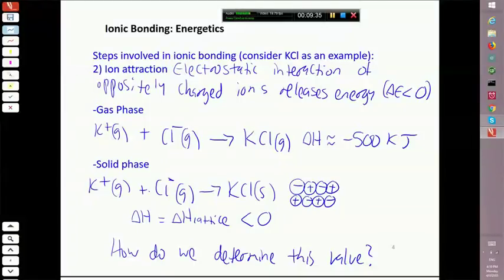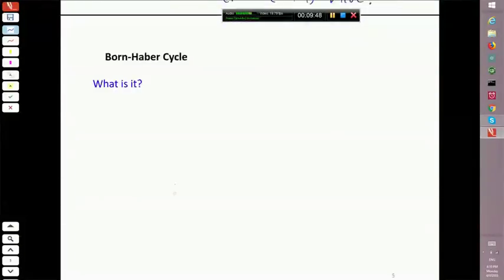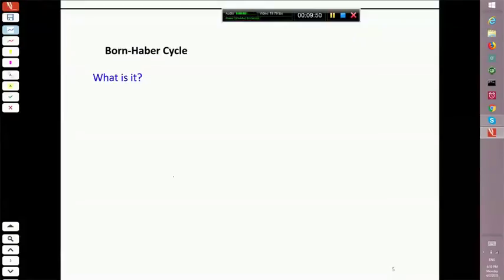Not a particularly straightforward thing to do, but there are a lot of other enthalpies that we can measure, and we can combine those to determine the delta H for the formation of this ionic compound, the lattice enthalpy. All right, so here's what we're going to get into now, what's called a Born-Haber cycle. What we do in a Born-Haber cycle is it's a series of steps.